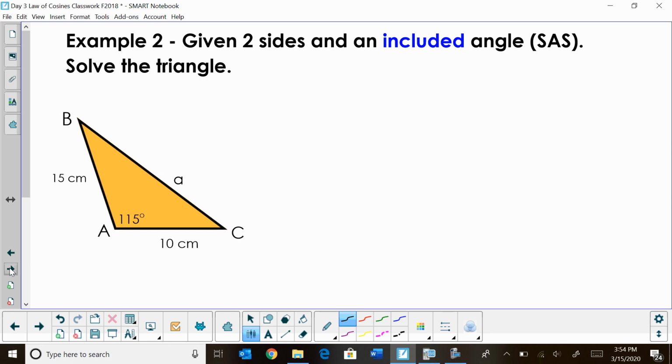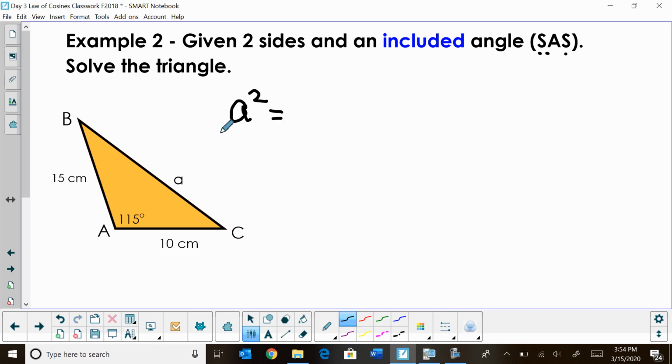Now let's look at the one I think is a little easier. What if you're given two sides and an included angle? So you have a side-angle-side situation, and we want to solve the triangle. Well, if you look at it, we have angle A and then side C and then side B. We don't have the opposite side, so we can't use the law of sines. So it forces us to use the law of cosines. But what's nice about this one is it's pretty straightforward.